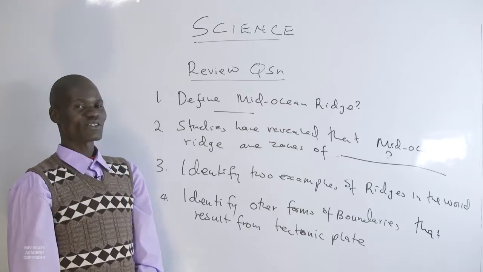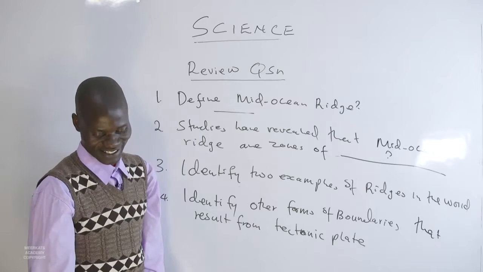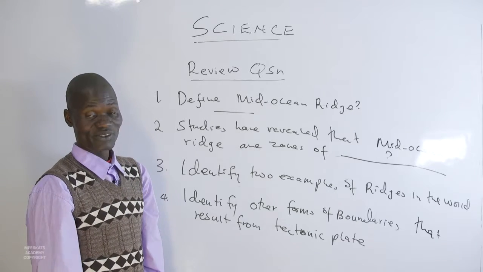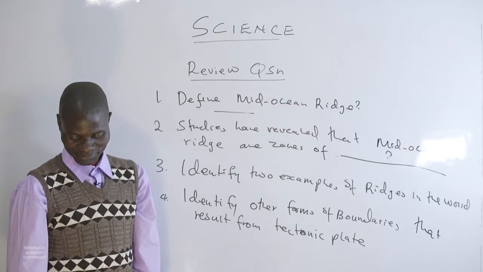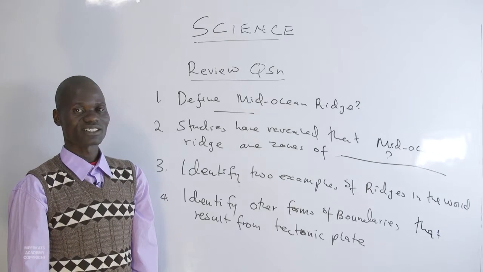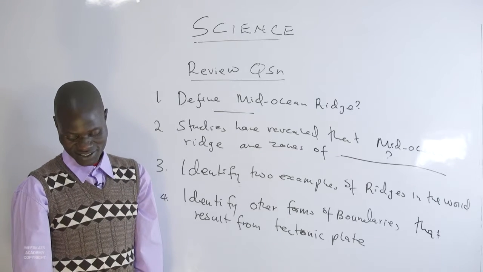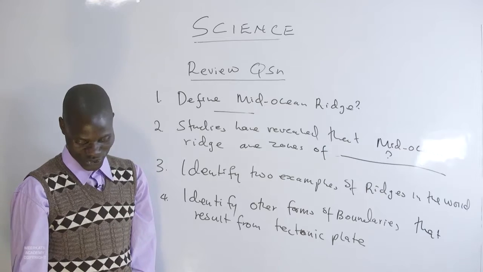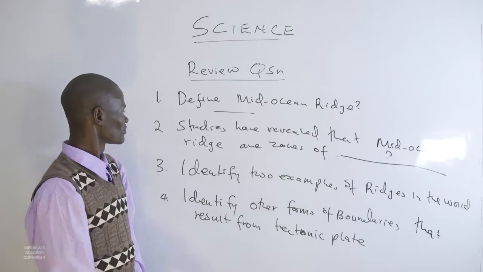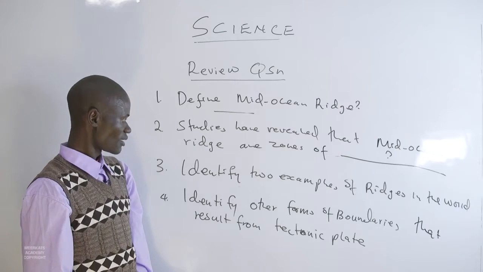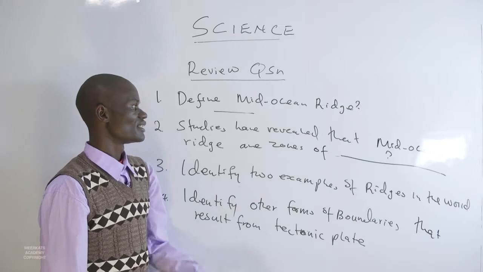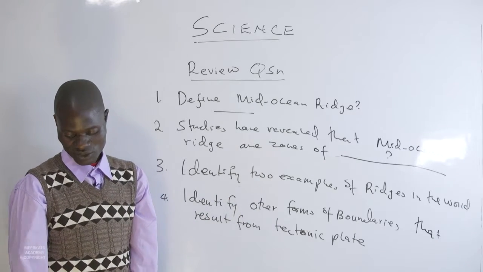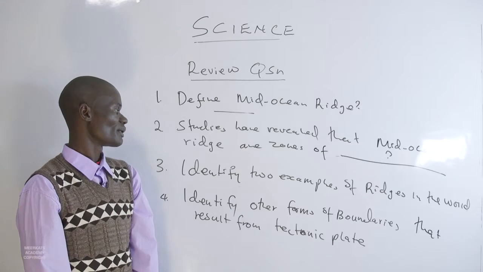Let's remind ourselves of this concept in a few minutes. What is the mid-ocean ridge? I will give you an option that you can respond with. We found that they are the most extensive chains of mountains found on Earth along the ocean floor. When we come to question 2, the studies have revealed that the mid-ocean ridges are zones of volcanic activity and earthquakes, or seismic waves. That is where you could find them.